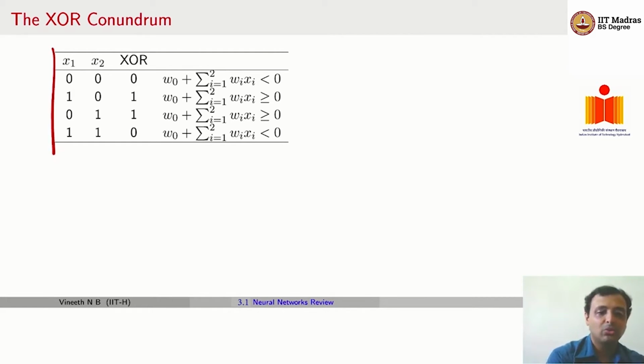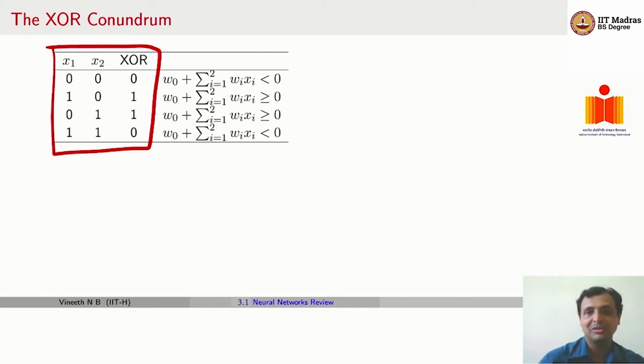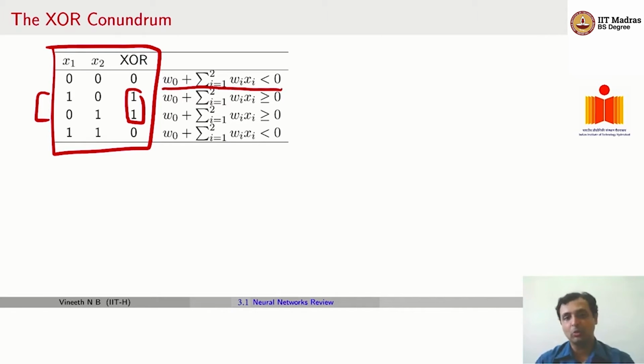We know that the ground truth of the XOR gate, the truth table for the XOR gate, is given by something like this, where if one of the inputs is 1, you get a 1, otherwise a 0. So from a perceptron perspective, in the first scenario, we would want your WXi to be less than 0 because we want the output to be 0. Similarly, in these two cases, we would want it to be greater than or equal to 0. And in the last case, we want it to be less than 0 again.